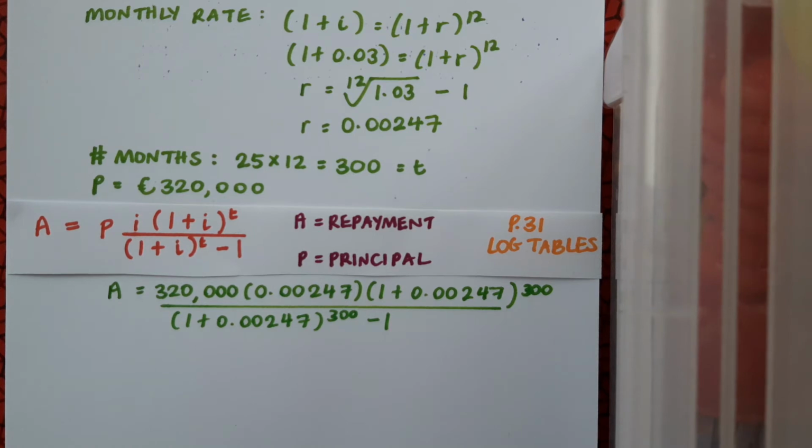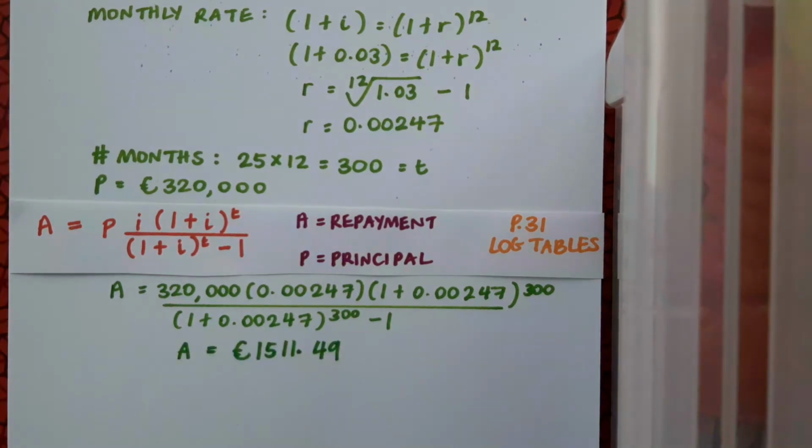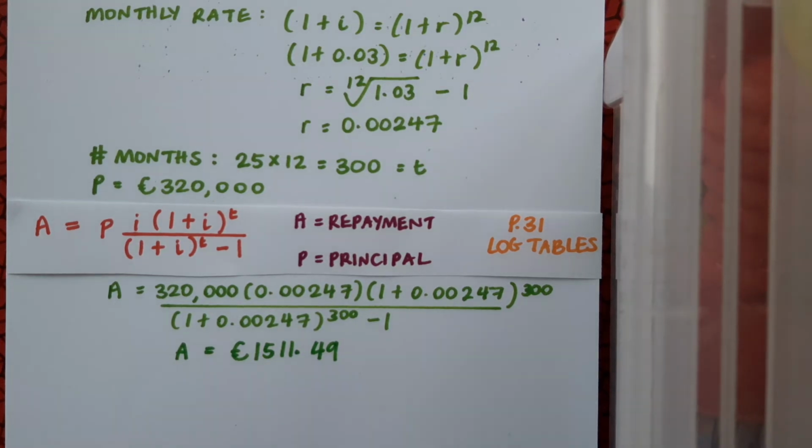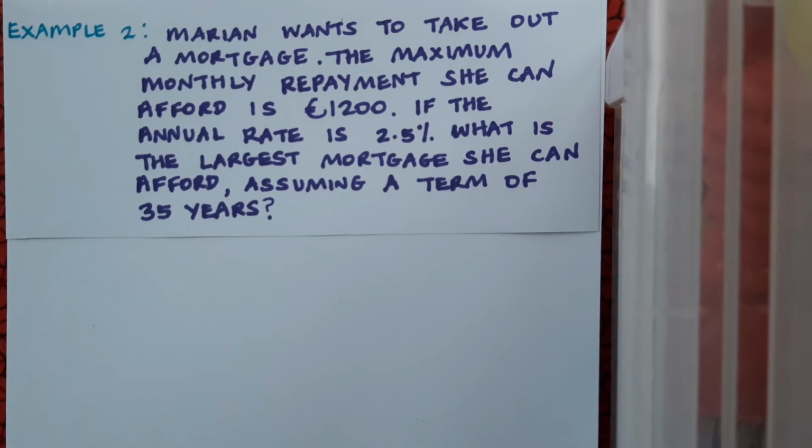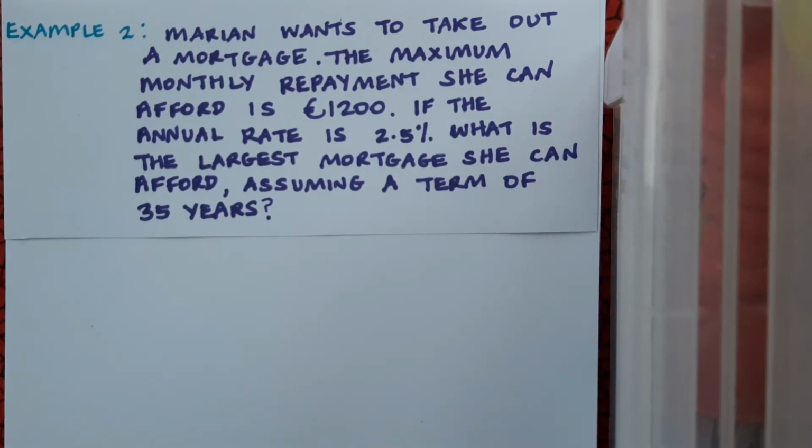And again, just take great care when typing it into the calculator. And in this case, the monthly repayment comes to €1,511.49. Okay, so in this example, Marianne wants to take out a mortgage and the maximum she can afford is 1,200. So I'm being given the monthly repayment. That wasn't happening in the last two questions.